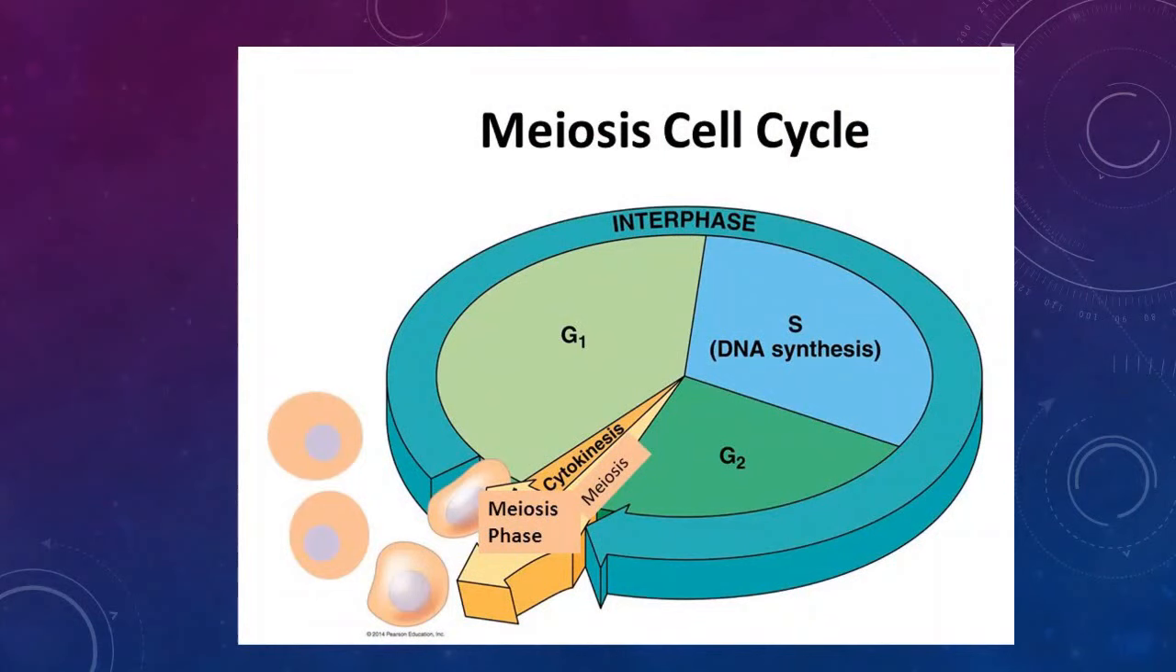Cells that undergo meiosis, that is the reproductive cells, will also go through the cell cycle, same as mitosis, which has interphase: G1, S, G2, then go to the M phase. Now the M phase here is the meiosis phase. To produce 4 cells in total, meiosis will divide 2 times.